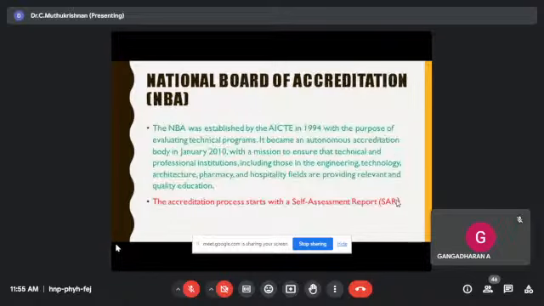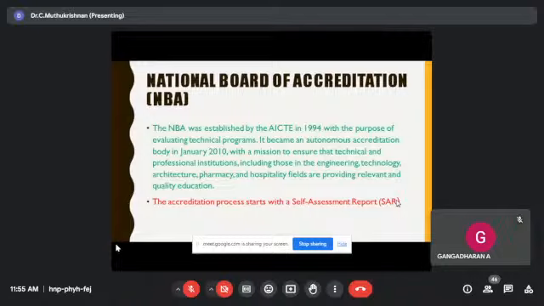And after NAAC, we have to think about the NBA. What is meant by NBA? The National Board of Accreditation. NBA also was established by the AICTE. It was in 1986 or 1994, both. Statutory bodies have been introduced by AICTE only. The NBA also was established by the AICTE, All India Council for Technical Education, in 1994 with the purpose of evaluating the technical programs.